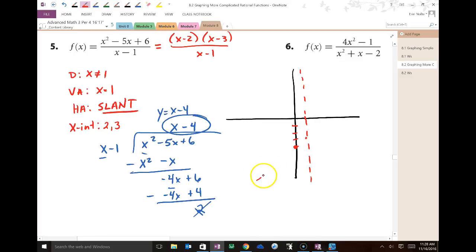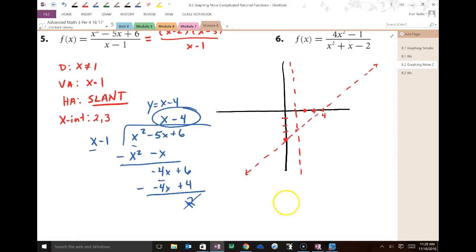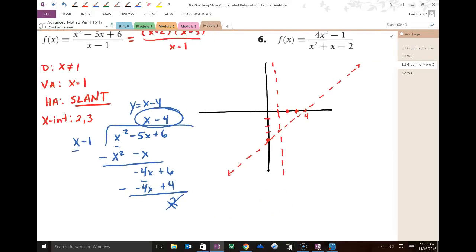So I have this slant asymptote that's like this. By the way, where does this one cross the x-axis? My slant. At 4. This is at 4, right? Just so you know. Okay, then I also have my x-intercepts at 2 and 3. Zach and Sean, are we good? 2 and 3. Okay, so that's all the information I just concluded from the left.